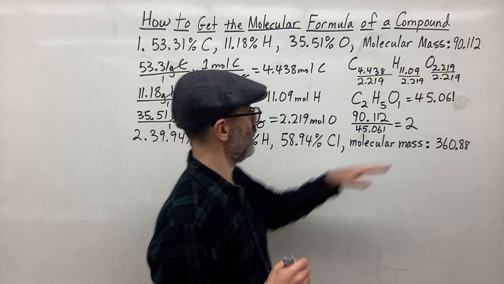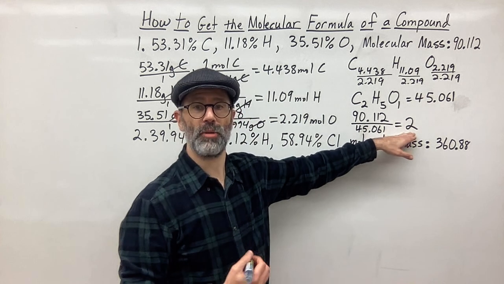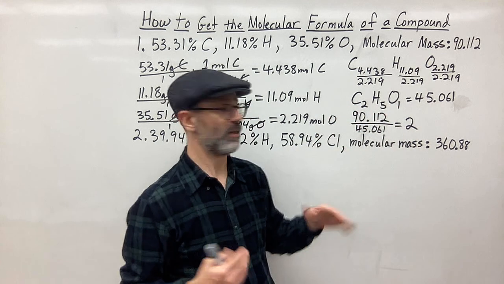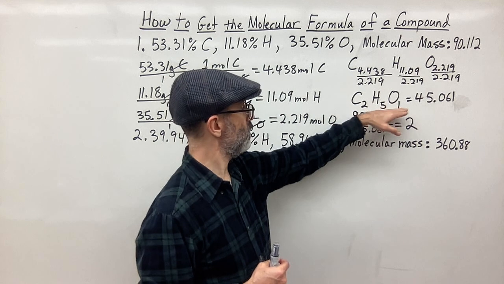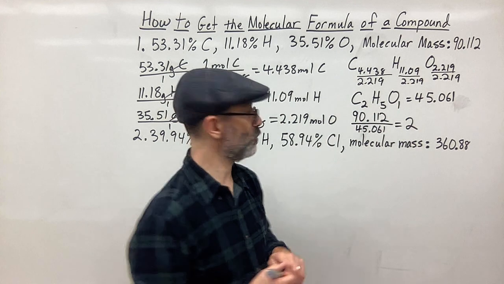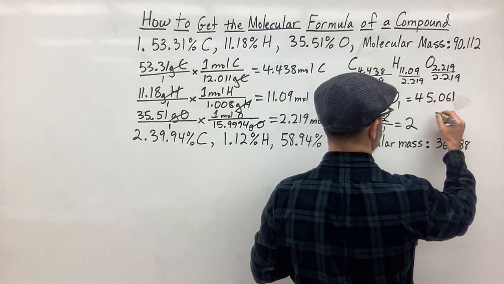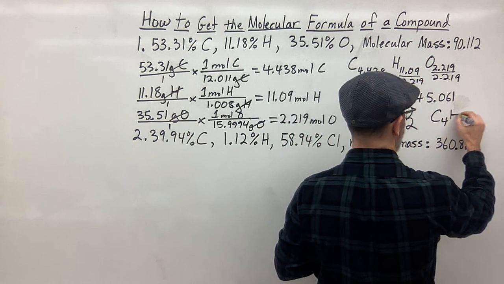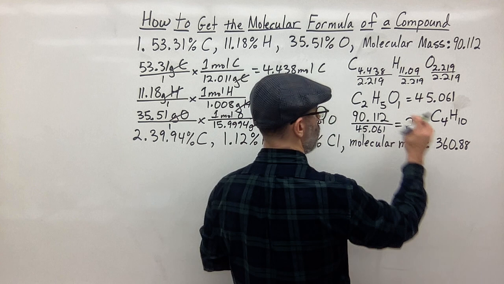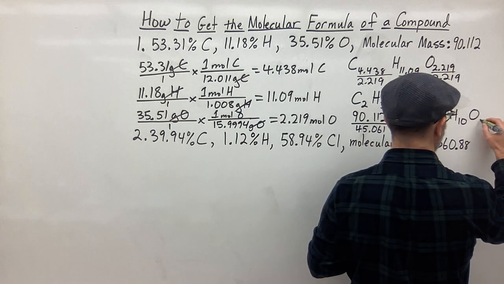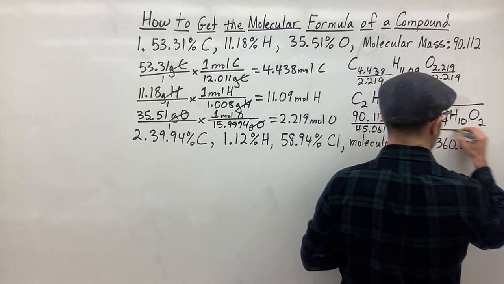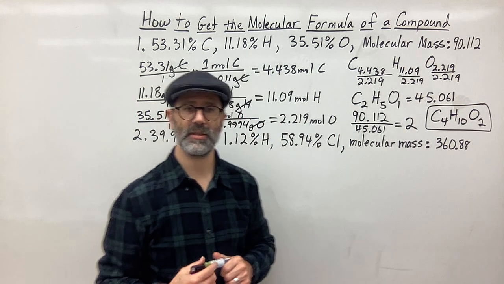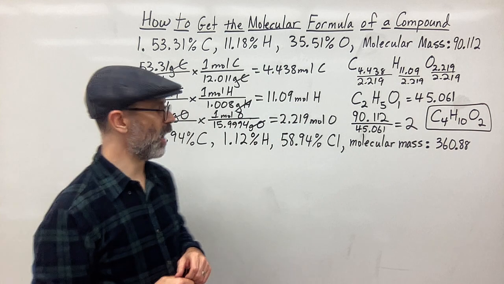So that tells me that in order to get the molecular formula, I need to multiply my empirical formula by a factor of 2. All of the subscripts have to be multiplied by 2. When I do that, I get C4, 2 times 5 is 10, so H10, and then 1 times 2 is 2, so O2. This, ladies and gentlemen, is the molecular formula of my substance. Let's go on to the next problem.